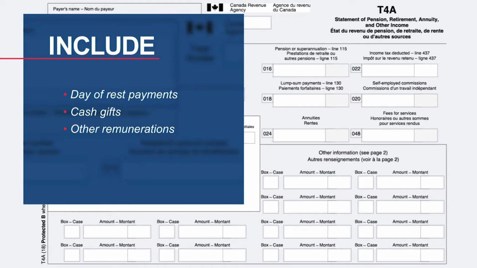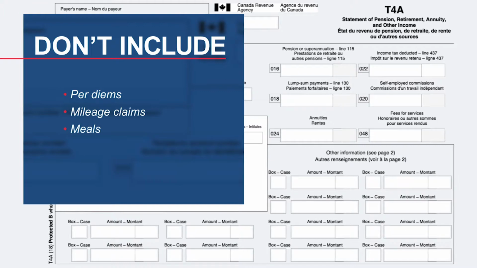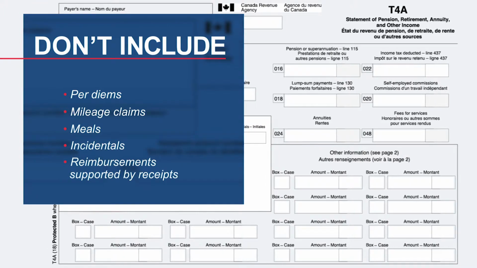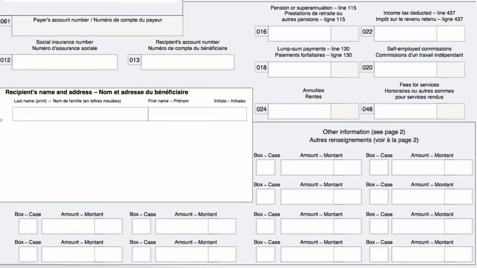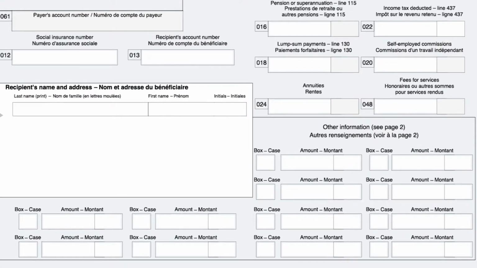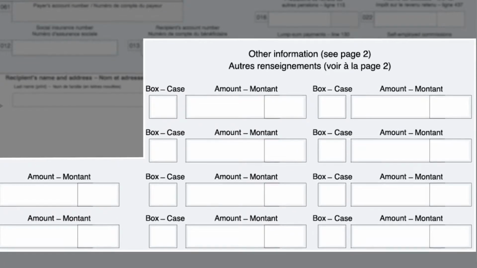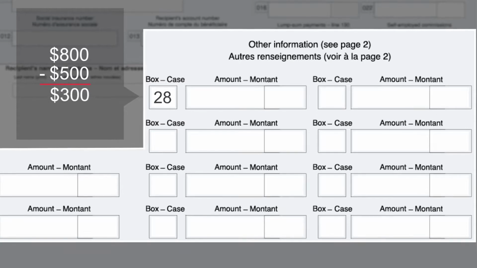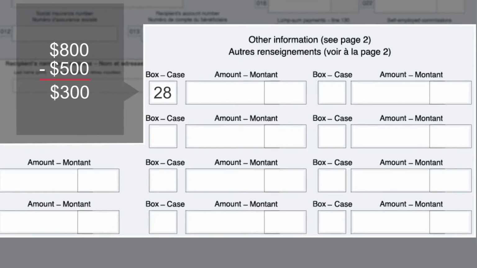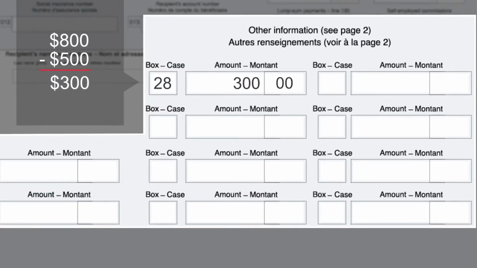In his calculations, Robert should not include per diems, mileage claims, meals, incidentals, or any expense reimbursement supported by a receipt. If a member was paid in excess of $500 for services or honorariums, the overage must be entered into the Other Information section and listed in box number 28. Robert paid $800 to one such member during the calendar year, so he should enter $300 into box number 28.